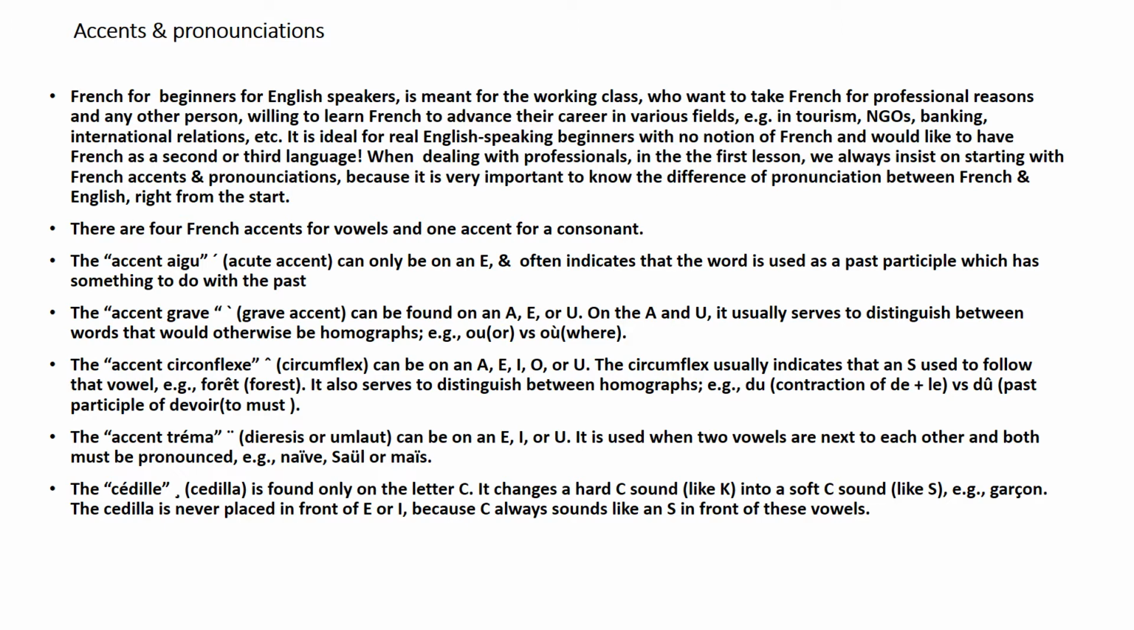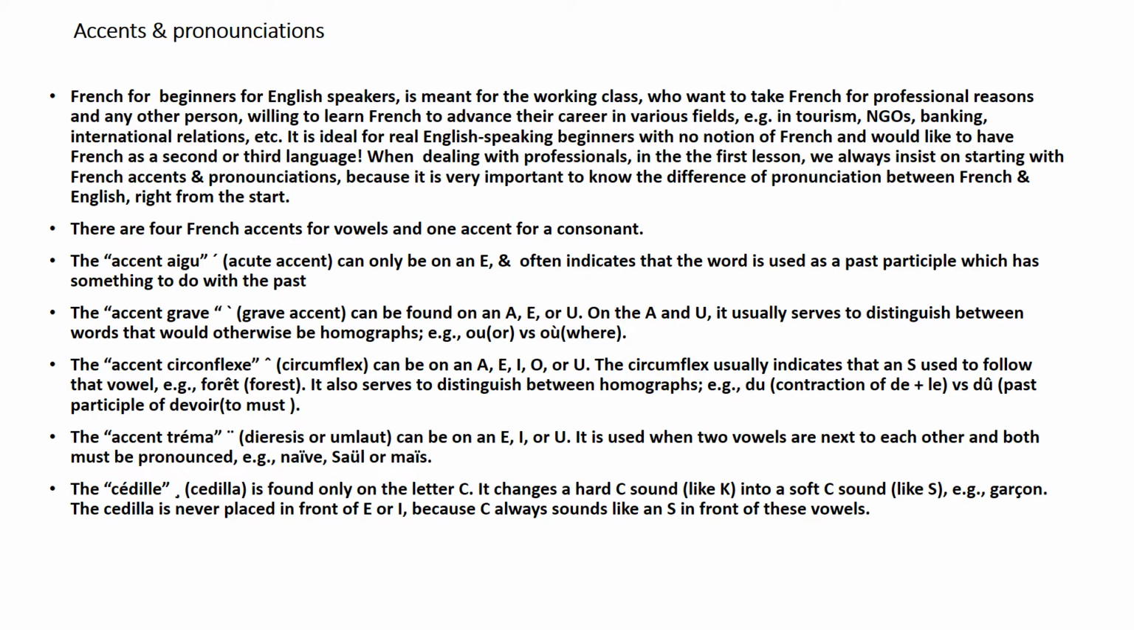and pronunciations, because it is very important to know the difference of pronunciation between French and English right from the start. There are 4 French accents for vowels and 1 accent for a consonant. 1. The accent aigu, acute accent, can only be on an E and often indicates that the word is used as a past participle which has something to do with the past.